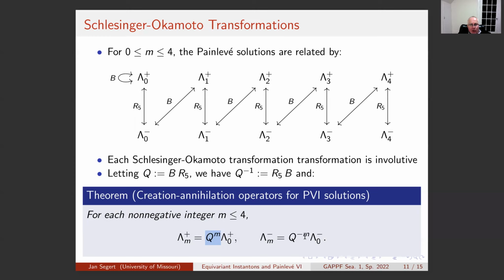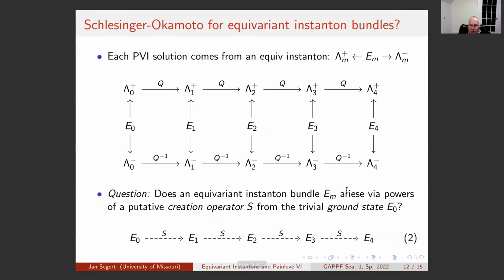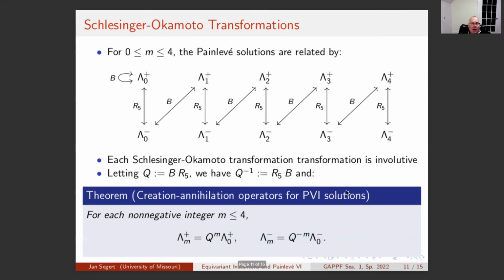And so Q minus M means Q inverse to the power M, of course, that you get another basically creation operator on here. And also the Q inverse acts as an annihilation operator in the top row, and the Q acts as an annihilation operator on the bottom. So you get two series of things which look an awful lot like the harmonic oscillator creation and annihilation operator. Okay.